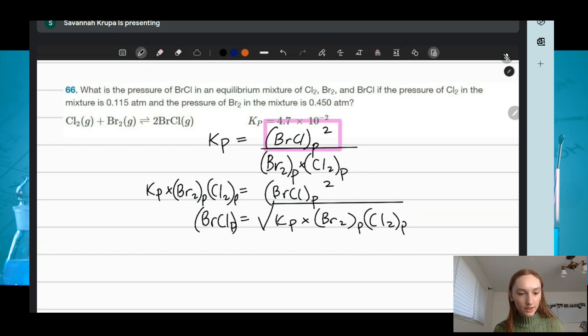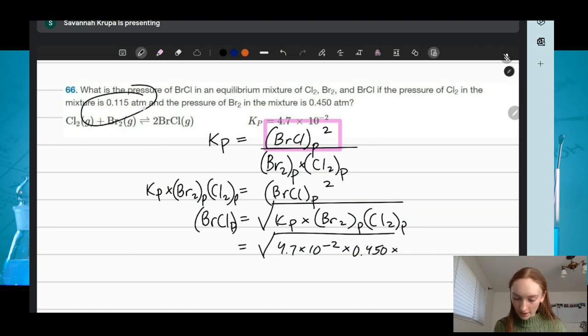And so since we solved for it, now all we have to do is just plug in the values from the problem that it gave us, and then we can find the answer. So the Kp value is going to be 4.7 times 10 to the negative 2 times the partial pressure of Br2, which is in the problem 0.450, and then times Cl2 partial pressure, which is 0.115. And so solving for that, we will get an answer of 0.0493 atmospheres.